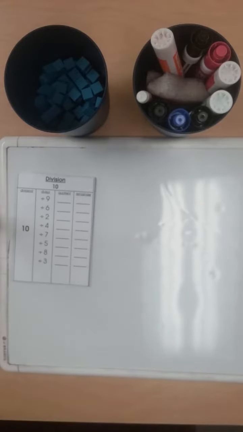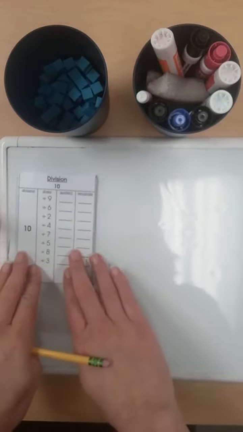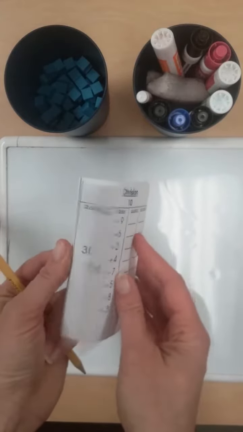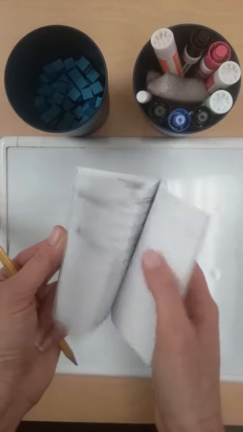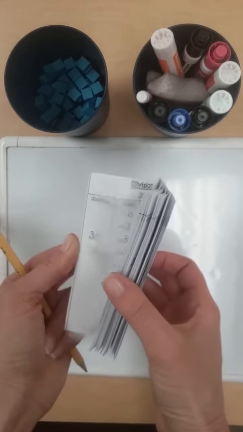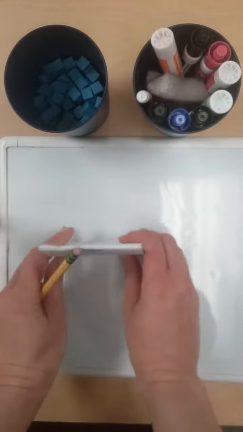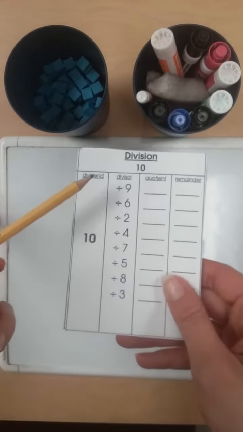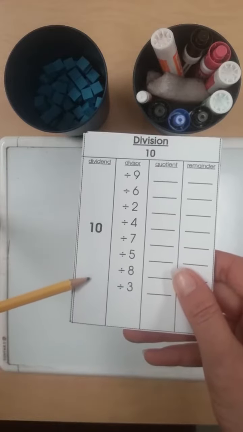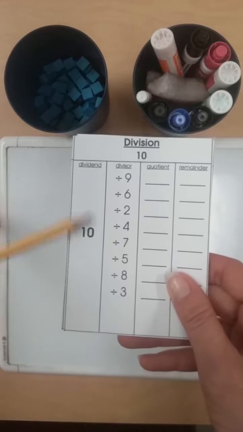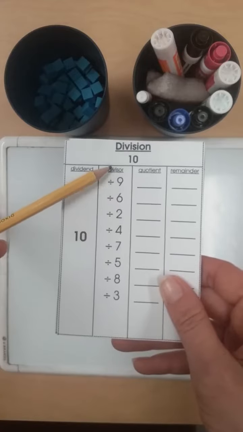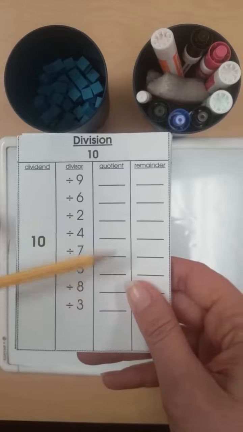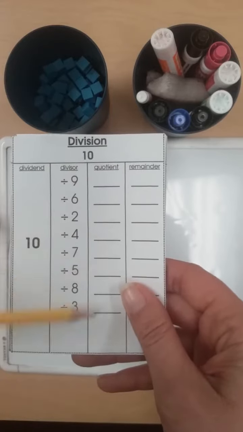So let's start with the little booklet. This little booklet can be loose papers or pages stapled together. They all have different division facts on them. So this one is division of 10, and here is the dividend. For this one, the dividend will always be 10 on this page, and the divisor changes. And this is where the answer goes, or the quotient, and if there's a remainder, that number goes here.